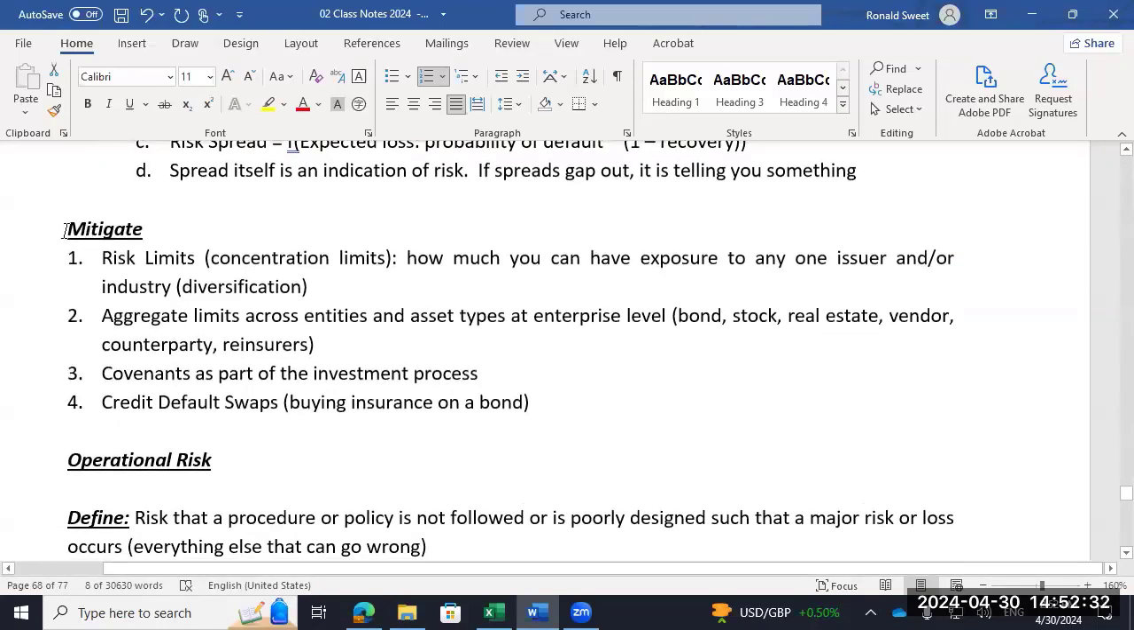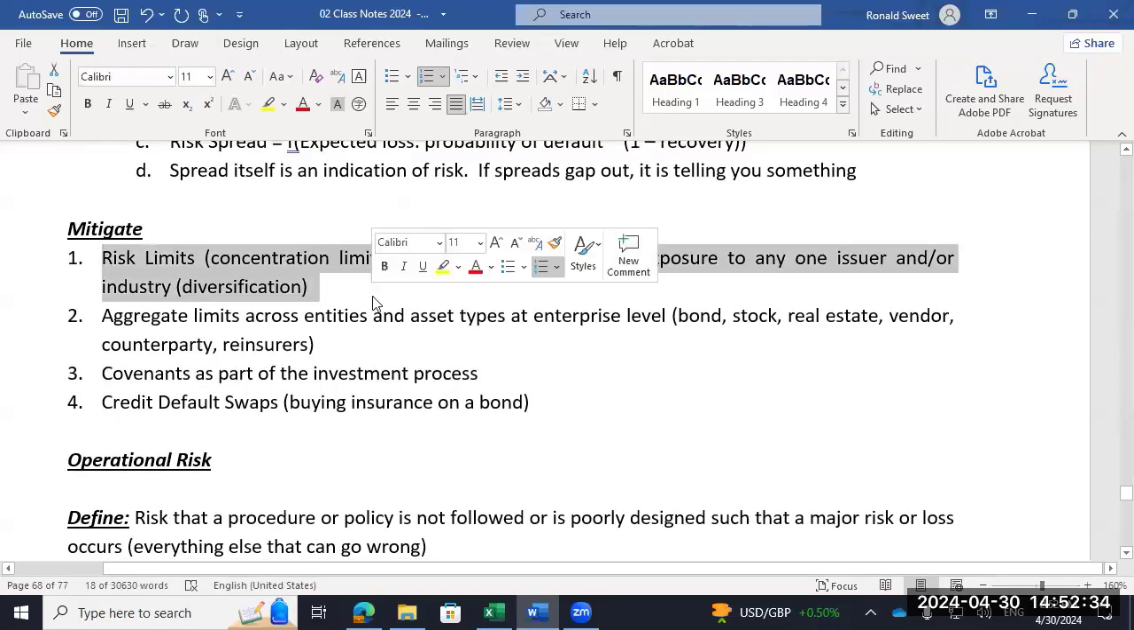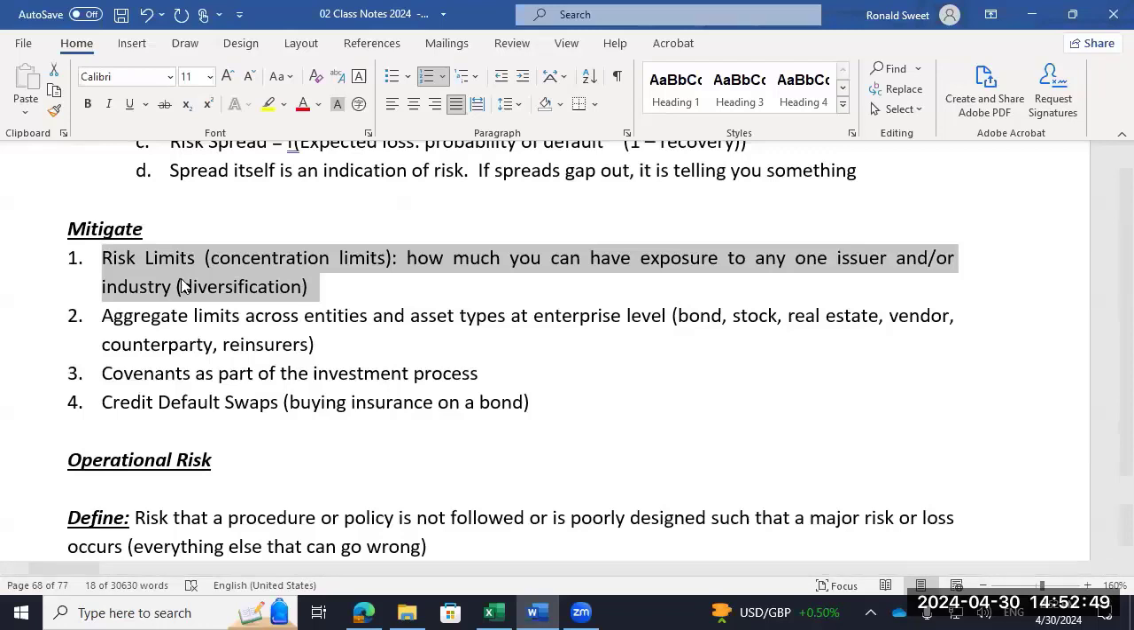How do you mitigate this? Risk limits. So you say you can't have more than 3% in one company, can't have more than 20% in one industry, those type of things. I had to write these for USAA, and our CEO, I kept going back to him. He kept saying, no, that's too high. That's too high. I need to be safer.